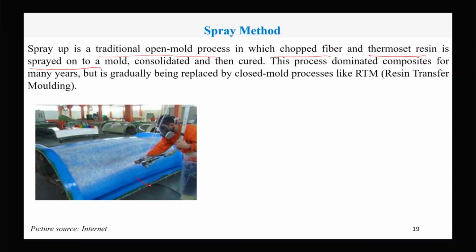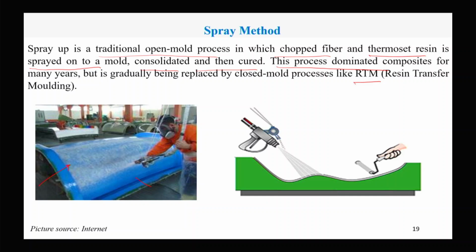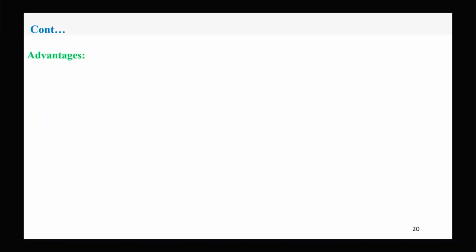The blue color is shown. It's sprayed on a mold, then consolidated, and then cured. This process dominated the composite industry for many years, but gradually it is being replaced by resin transfer molding. So initially it was there, but gradually it is being replaced. This is the system here. After open molding, through some hand roller we can make it even. So it's a continuous process.